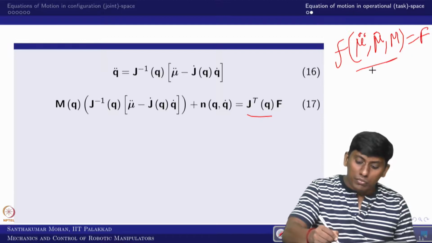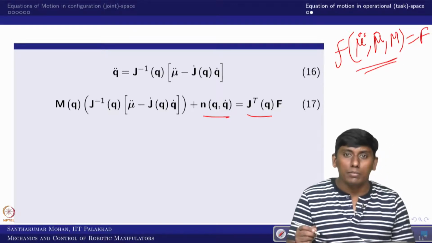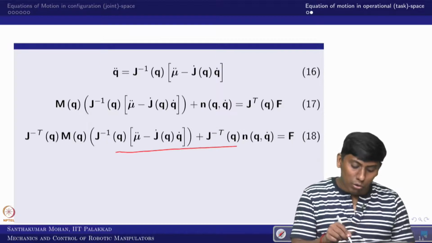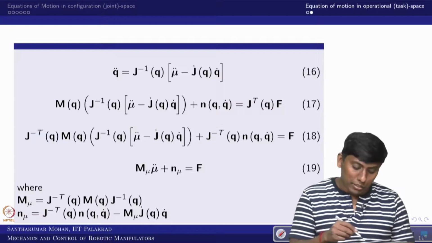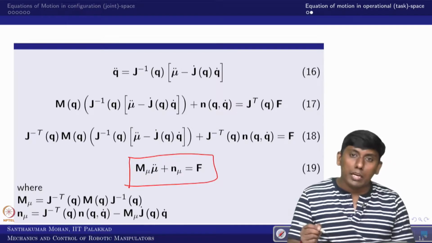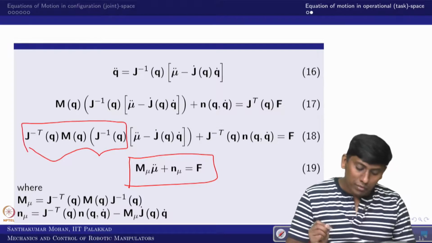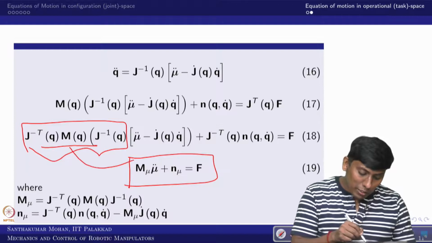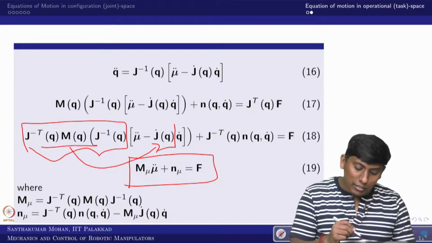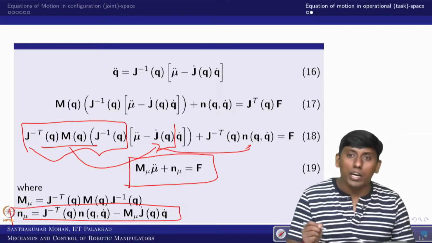If I want to write mu double dot as a function of f, I can multiply and bring all the terms, and then you can see all of this coming into the picture. Now I make the separation. My M of mu is these three terms together, and N of mu is this term multiplied with this term, and this term, all together. You can see that is what we have derived.